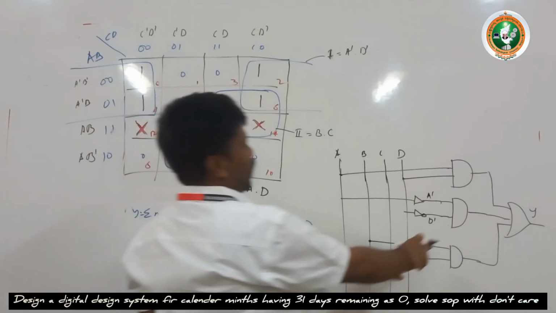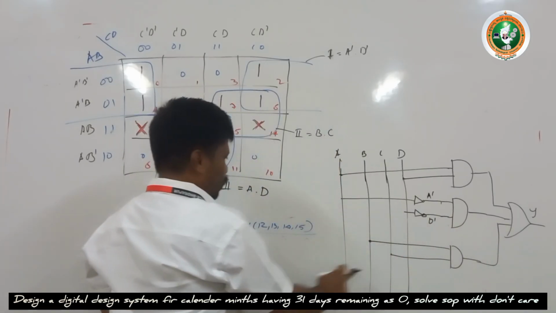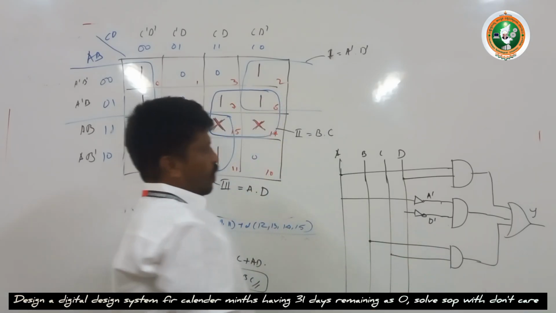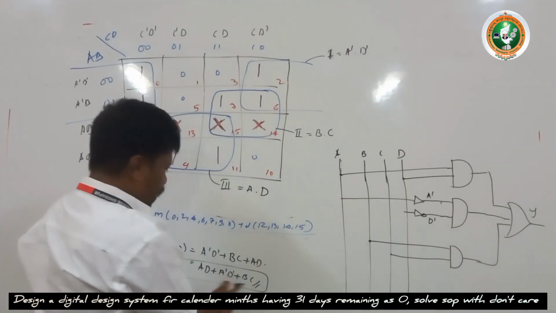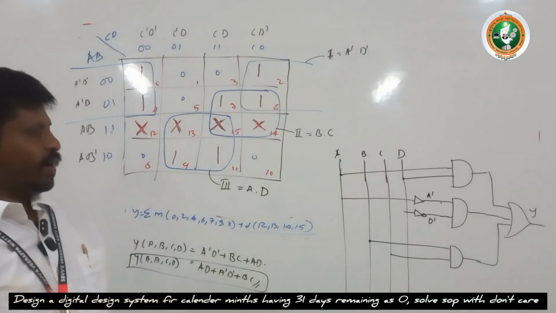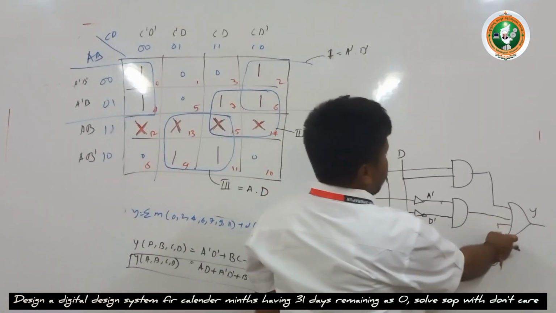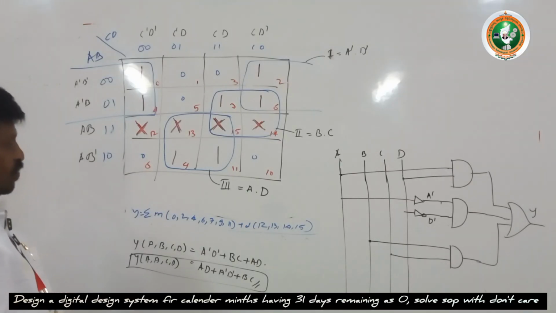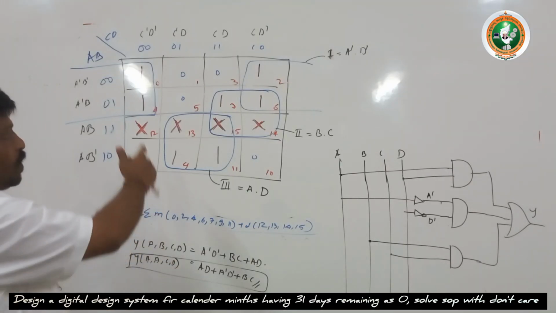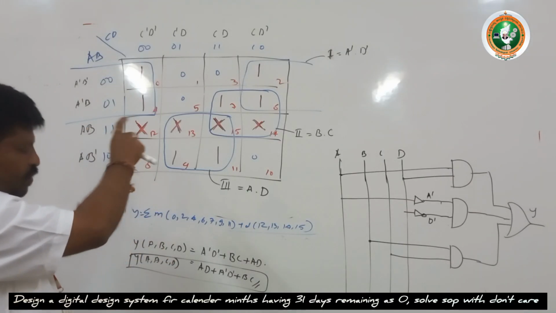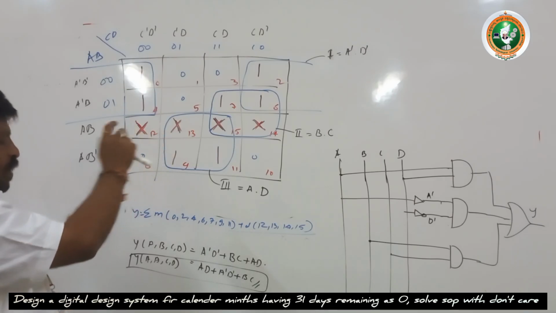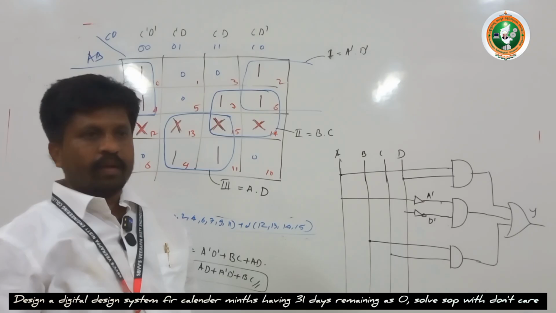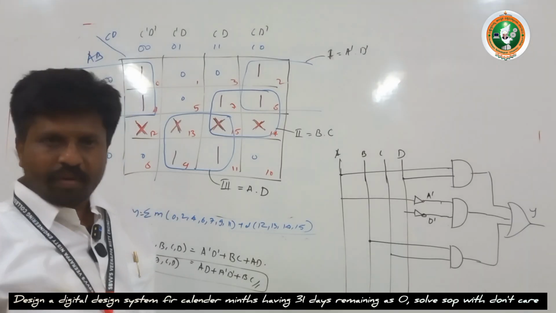Then this is an AND gate, and for BC I take the B line and the C line into the AND gate. Those are summed because of the plus operator, so I used a 3-input OR gate. This is the realization with basic logic gates from the simplified Boolean function with don't cares, from the calendar month example. This is all about it.